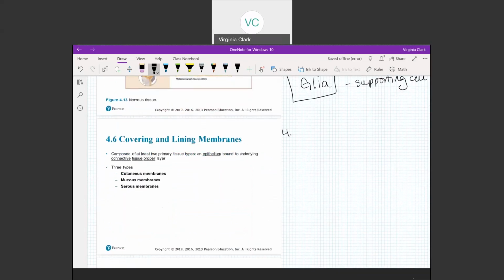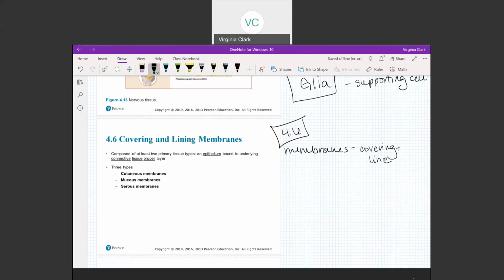Okay, so 4.6, we've talked about the connective tissue, epithelial tissue, muscle tissue, and nervous tissue. But we're just kind of flashing back to that epithelium and connective tissue real quick. When we're talking about things that need to cover and things that need to line, we're talking about membranes. So this is kind of going to be a combination of two of these types of tissue. So these all are going to cover parts of our body, or line part of our body.